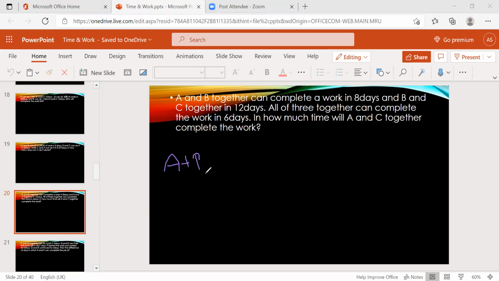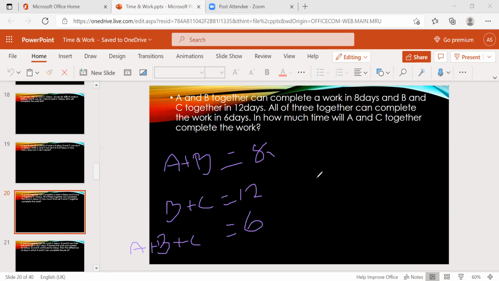Now, what they have given first of all: A and B in 8 days. And B and C, B plus C, they have given in 12 days. And A plus B plus C, all three together, in 6 days. Take the LCM as usual.